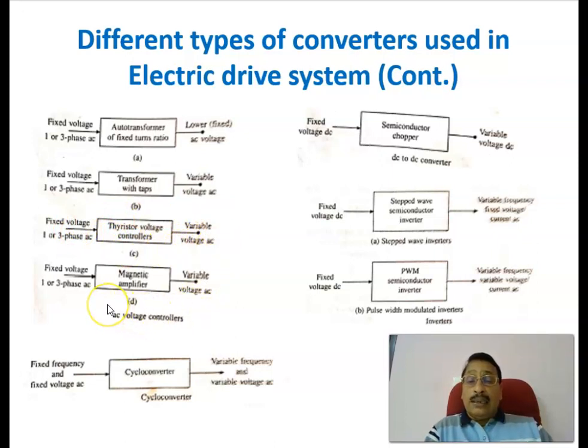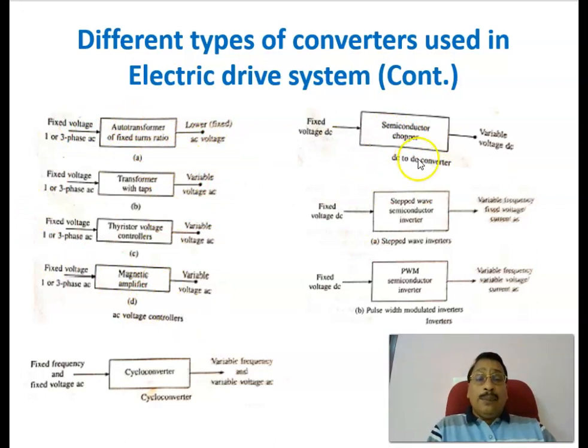And now another is a magnetic amplifier. That's not much used nowadays, but because of its very rugged construction, for military purposes it is still being used. These are the magnetic amplifiers. These are all AC to AC converters.